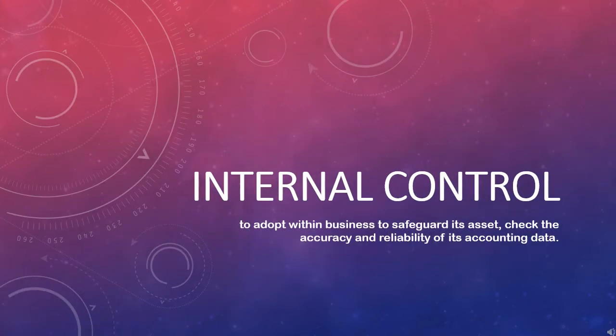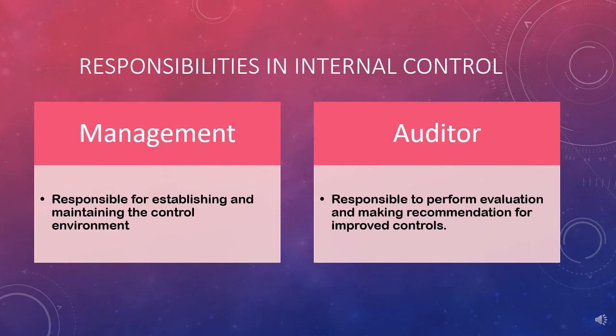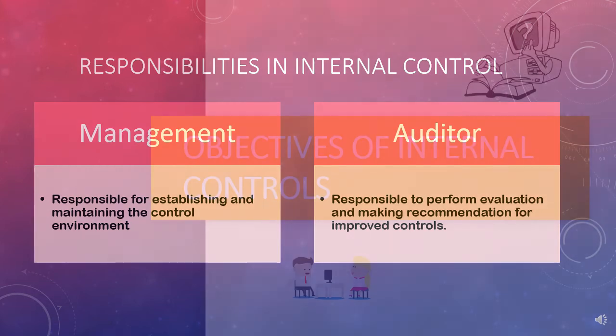Now it's time to discuss internal control. It means the controls adopted within a business to safeguard its assets and check the accuracy and reliability of its accounting data. Responsibilities of management and auditor. Management are responsible in internal control for establishing and maintaining the control environment, while the auditor is responsible to perform evaluation and make recommendations for improved controls.